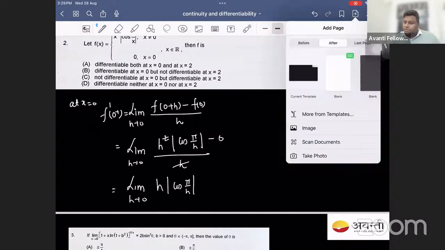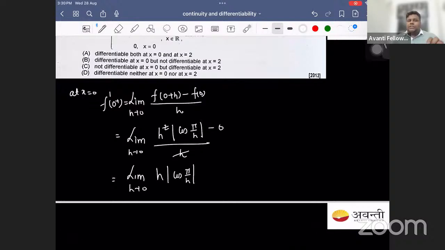Yes or no? Now see, as h approaches 0, this is cos of infinity. Cos of infinity, I have no idea, but the only thing I know is it's somewhere between 0 and 1 because mod is there. Now we are multiplying it with h also. So it is 0 into something between minus 1 to 1 or 0 to 1. This answer is going to be 0. Got it? Now let's check for the left hand limit.